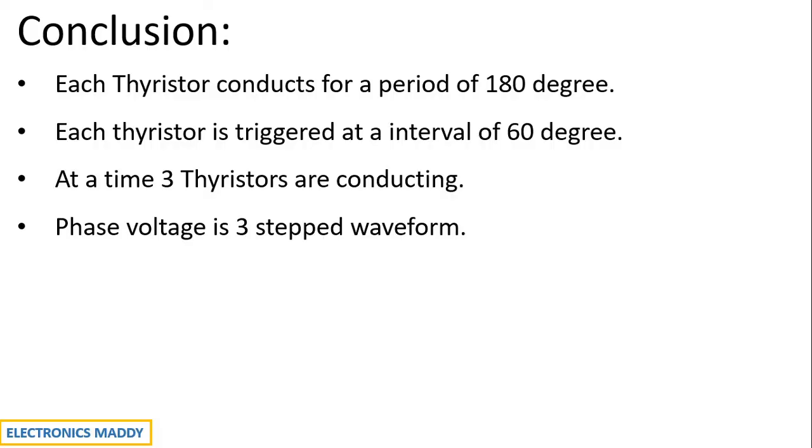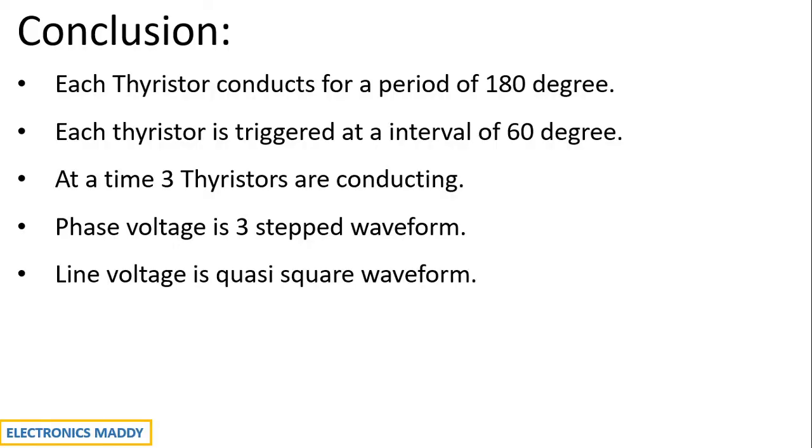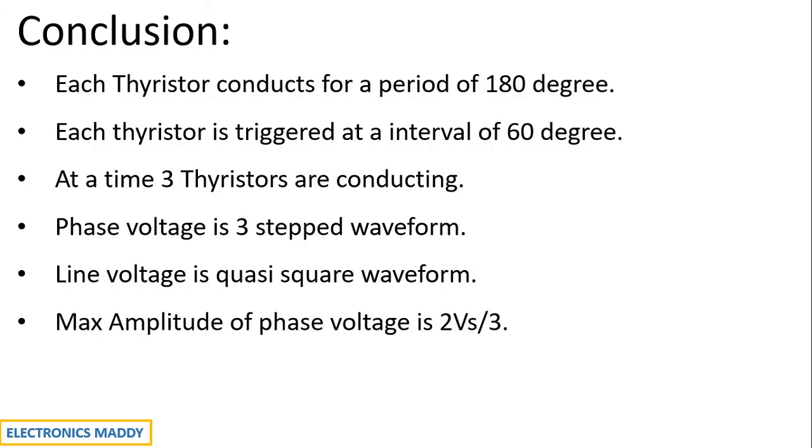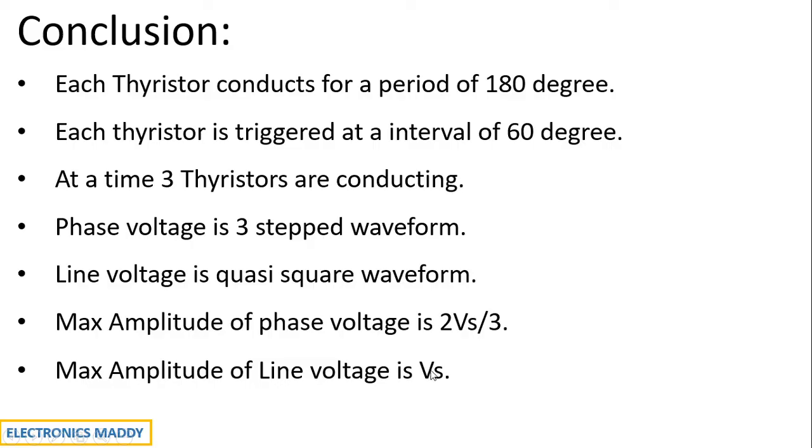Phase voltage is a 3-stepped waveform. We got the phase voltage waveform as a 3-stepped one. Line voltage is a quasi-square waveform. We again got this as well. Maximum amplitude of phase voltage is 2 Vs by 3, isn't it? Because we got the maximum amplitude to be equal to 2 Vs by 3 and another amplitude that we got was Vs by 3. Comparing Vs by 3 and 2 Vs by 3, 2 Vs by 3 is much greater than Vs by 3. And that is why the maximum amplitude of phase voltage is 2 Vs by 3. Whereas maximum amplitude of line voltage is Vs. Some of the most important inferences over here, make a note of them in a separate place. And this is how you need to analyze the working of a three-phase inverter circuit. I hope this point is clear.